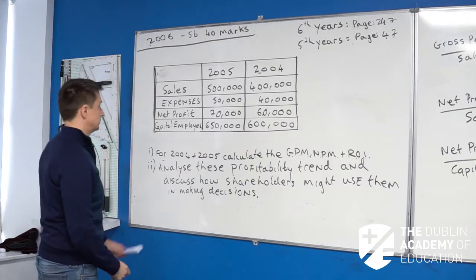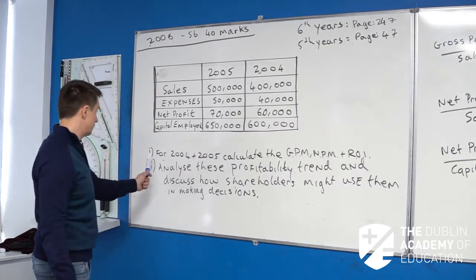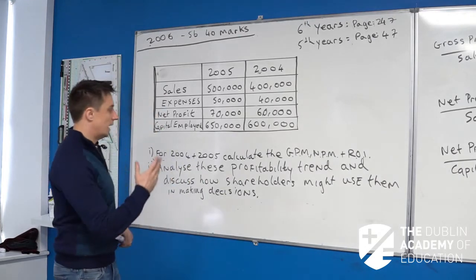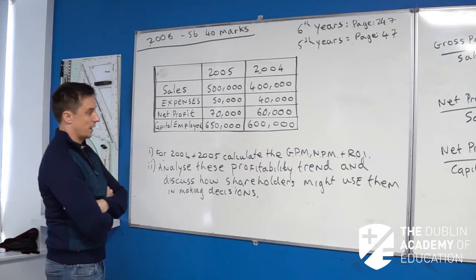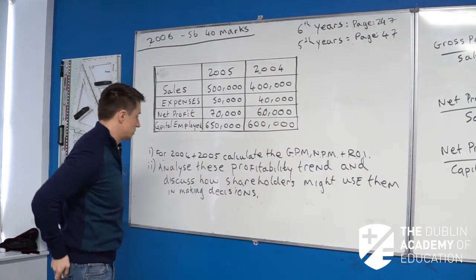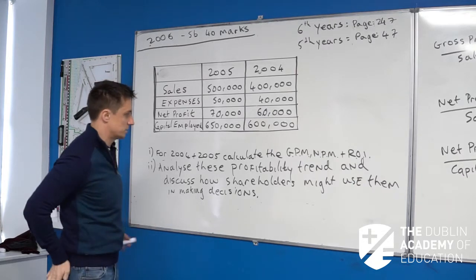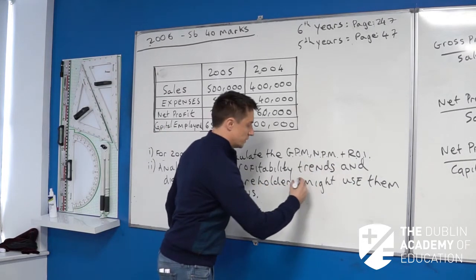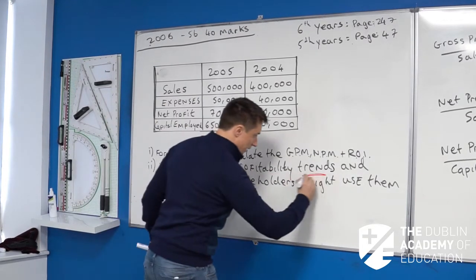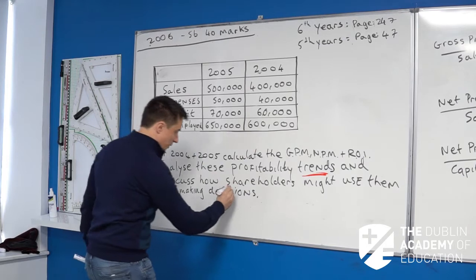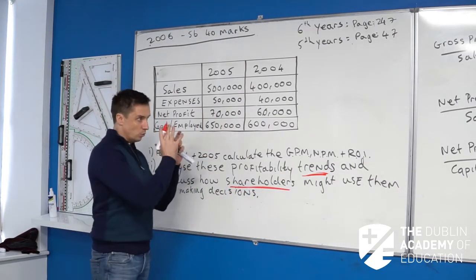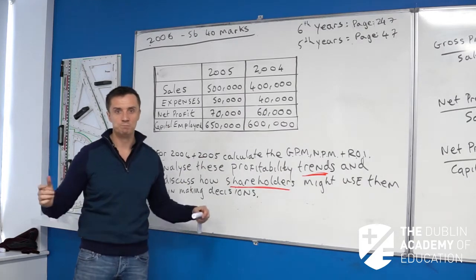So we'll look through it, right? First part of the question: for 2004, 2005, calculate the gross profit margin, net profit margin, and return on investment, and then analyse these profitability trends and discuss how shareholders might use them in making decisions. So they want you to go through the first part. That question is really broken into 2 parts. They want you to discuss the trends, are they getting better or worse? Another key thing I'd spot in that question is shareholders. Like, you own shares in the business. What would you be mainly concerned with? What would you be focusing on with that question?